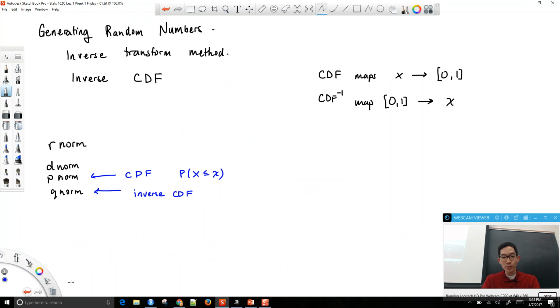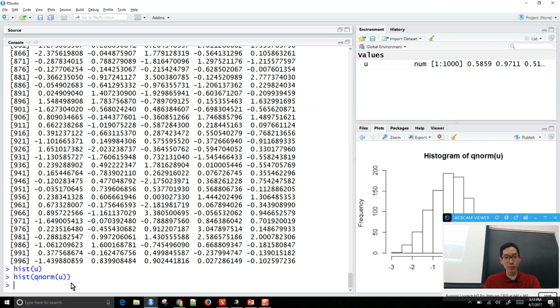Likewise, anything else we can do, Q exponential, Q whatever. This then maps everything from 0 to 1 onto the normal distribution, or whatever distribution that we're looking at.